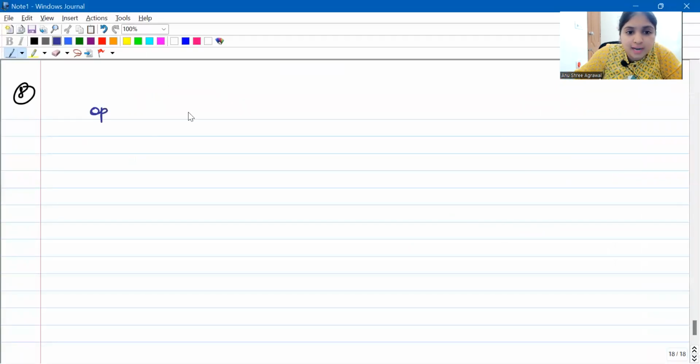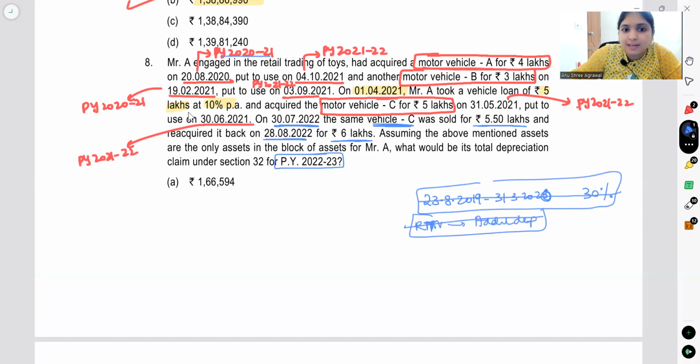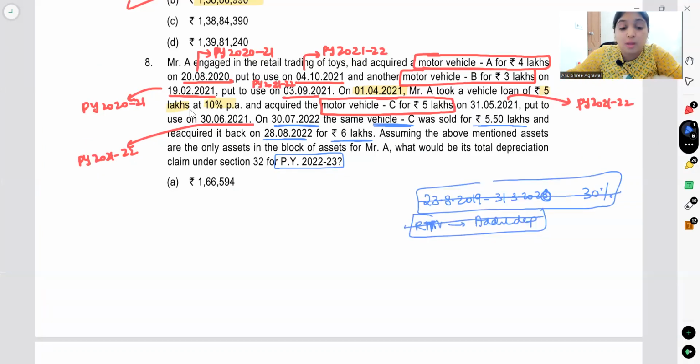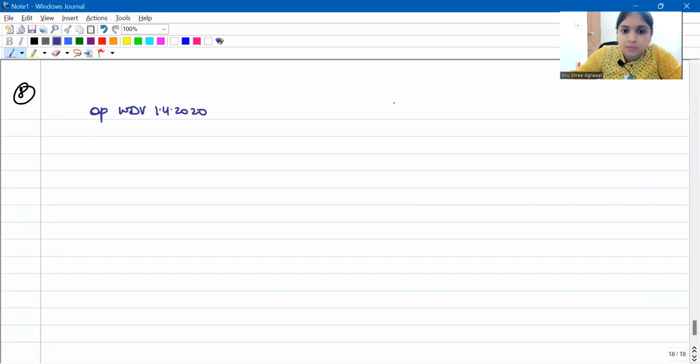First of all, they are starting off with which year? They are starting with 2021. So opening WDV on 1st April 2020 is how much? 0. Because first time we are buying the vehicle only on 20 August 2020. So in the beginning of the year, the opening WDV is 0. Then what do you do? You add actual cost of assets acquired.